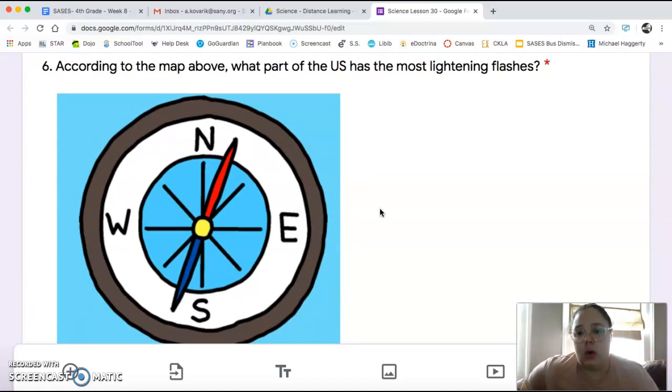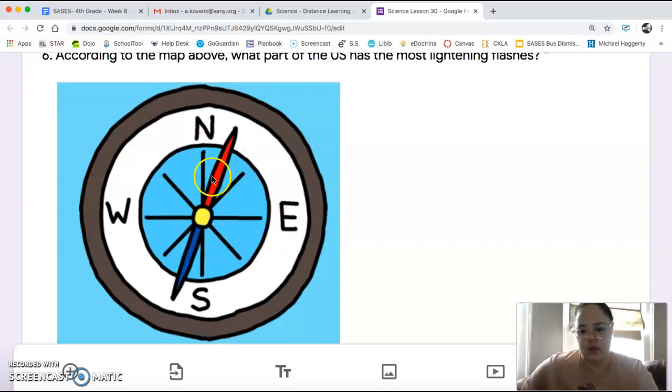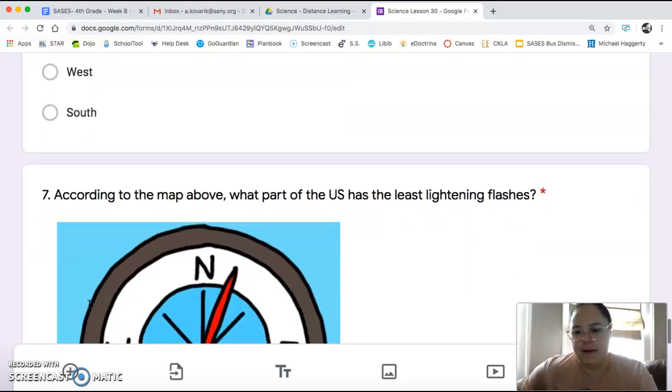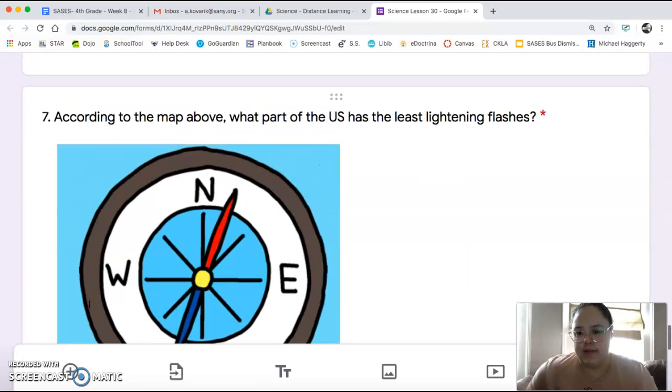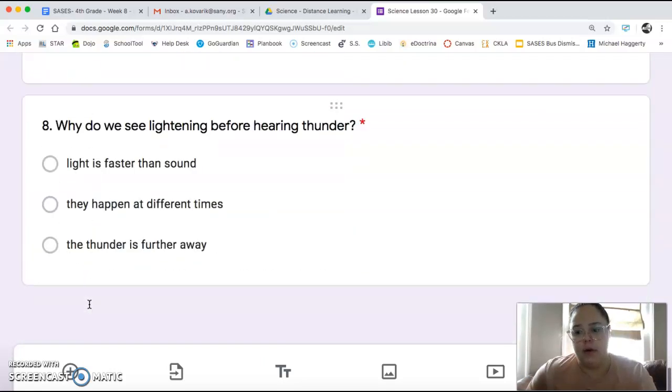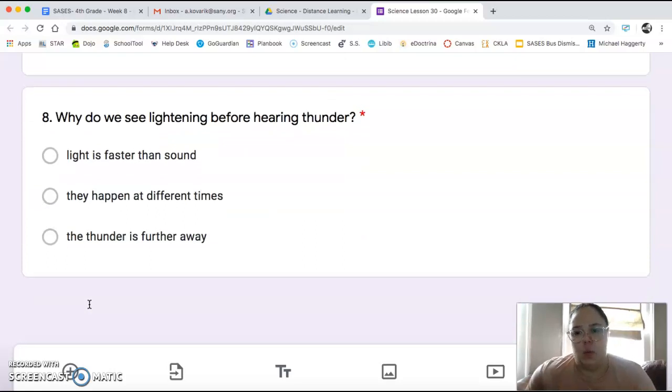Number 6 wants to know, according to that map, what part of the US has the most lightning flashes? And I gave you a compass so you can use the correct terms. So is that the north, the east, the west, or the south? There might be 2 correct answers, so use the compass. And same with number 7, which one has the least lightning flashes? Use the key, look for the lowest number. And the last question is, why do we see lightning before hearing thunder?